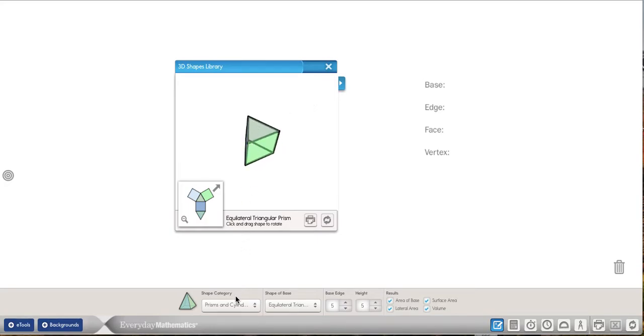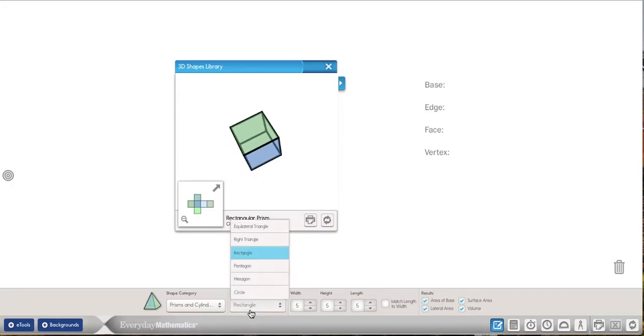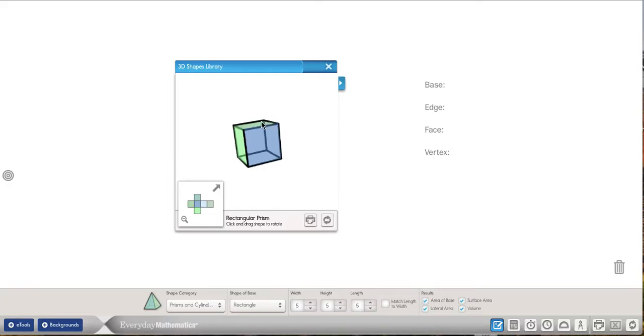So I'm going to bring another guy out here. So this time I'm going to have a rectangle. This is called a rectangular prism. There are special types of rectangular prisms. Sometimes they look like this, and this is a cube. This is the most specialized of rectangular prisms.